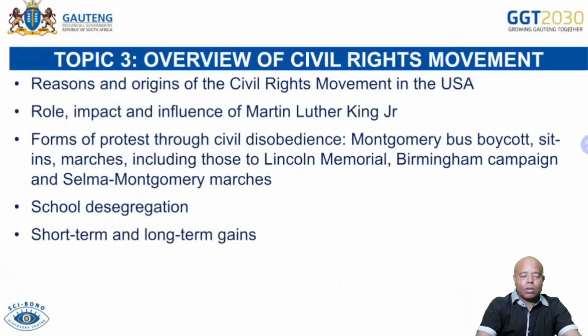So, the reasons and origins of the civil rights movement in the USA. What were the reasons and origins of the civil rights movement in the USA? First of all, African Americans were oppressed in the 13 southern states within America. In the 13 southern states, after the abolition of slavery in the world, basically, the 13 southern states still practiced slavery, basically. And what did they introduce in the 13 southern states?